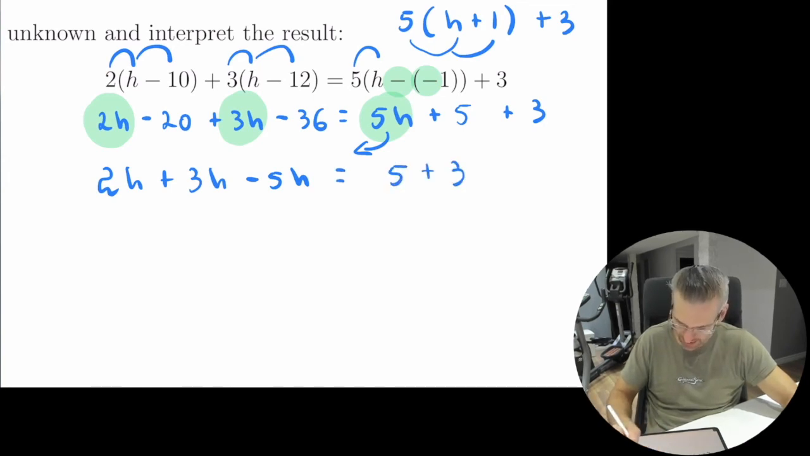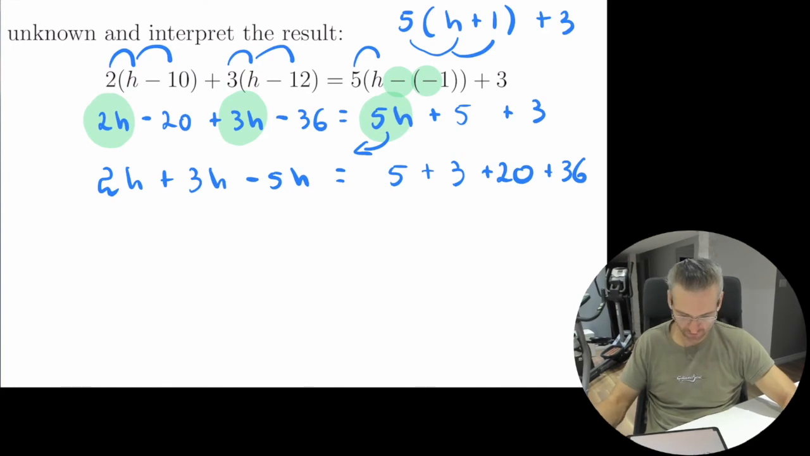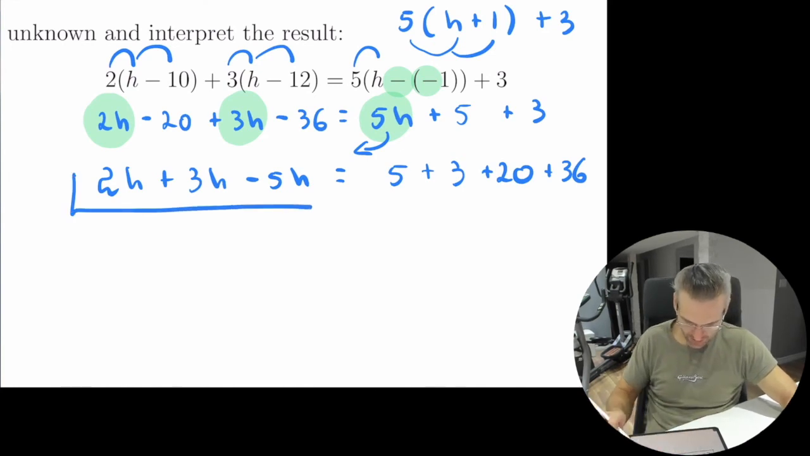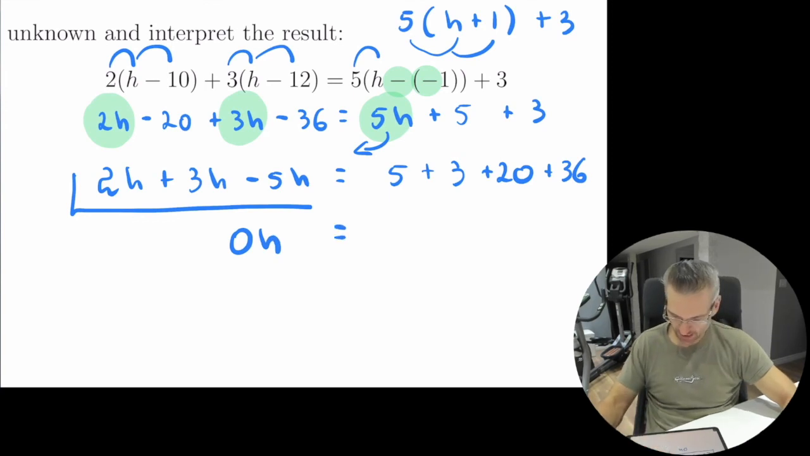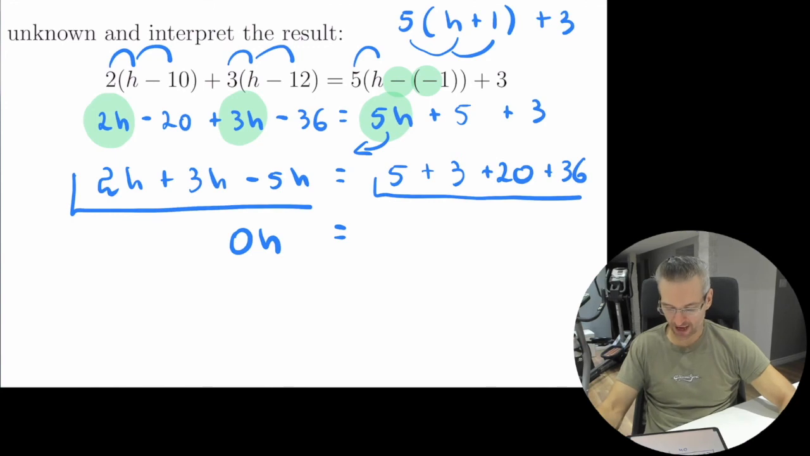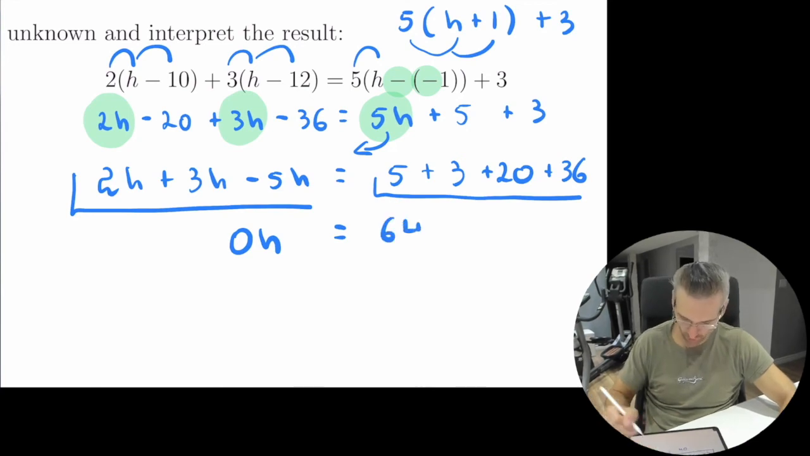Now I'm going to bring that negative 20 over. It's going to turn positive. And bring this over, and again it's positive. Now we get 0h equals, and now we can add these up. So 5 plus 3 is 8. The 20, the 36, so that's 56 plus 8. 56 plus 8 is 64.